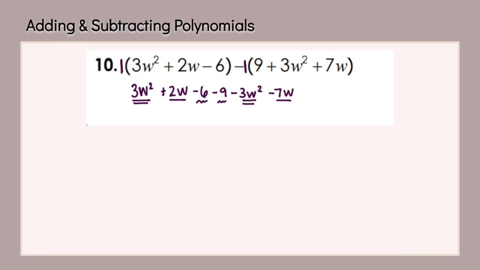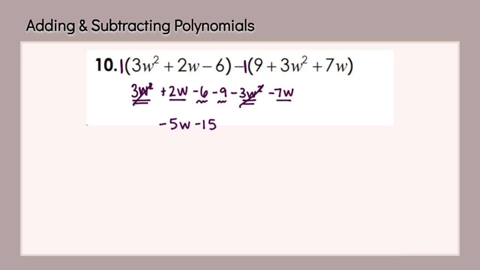And this is just my method to help keep myself organized. So I know that standard form has the highest exponent first. So I always start with that one, and that way it's just already in standard form, and I don't have to worry about an extra step. So we have 3w squared minus 3w squared. So those are actually just going to cancel because that would be 0. Then we're going to do the w's, 2w minus 7w. That is negative 5w. And then negative 6 minus 9 is negative 15.